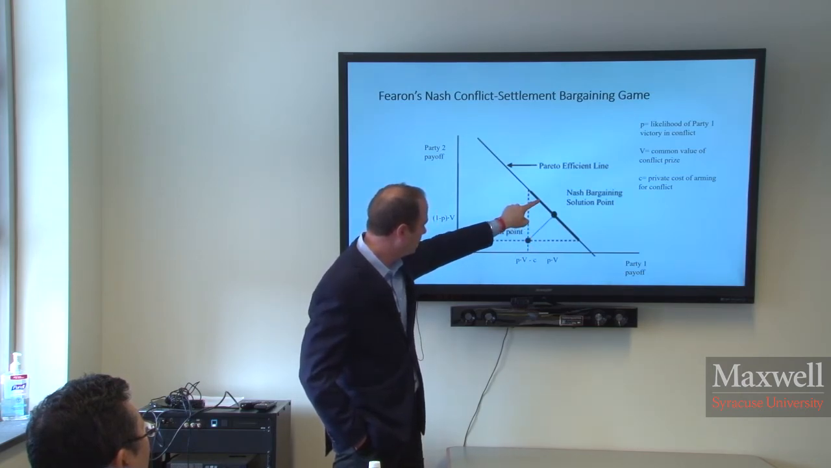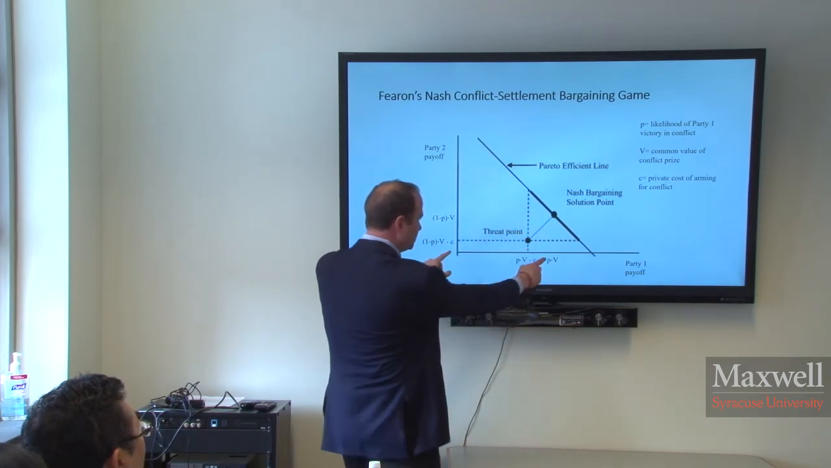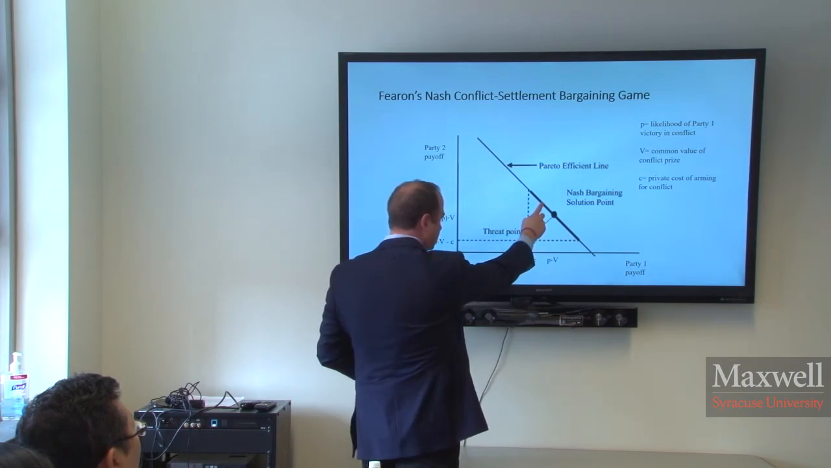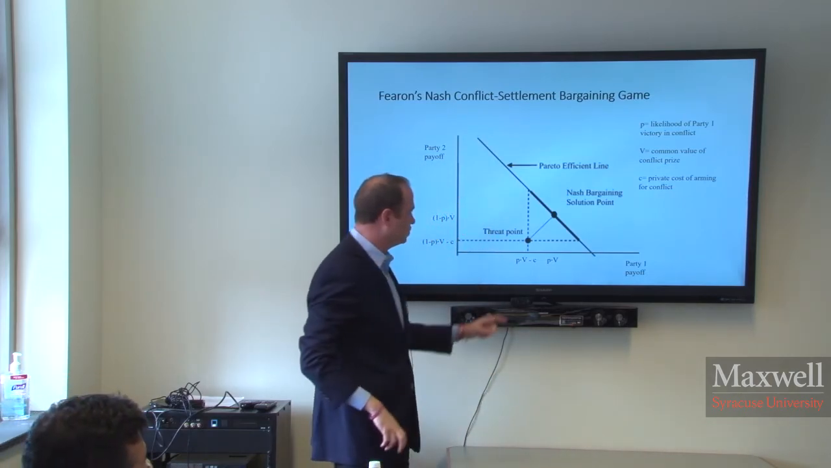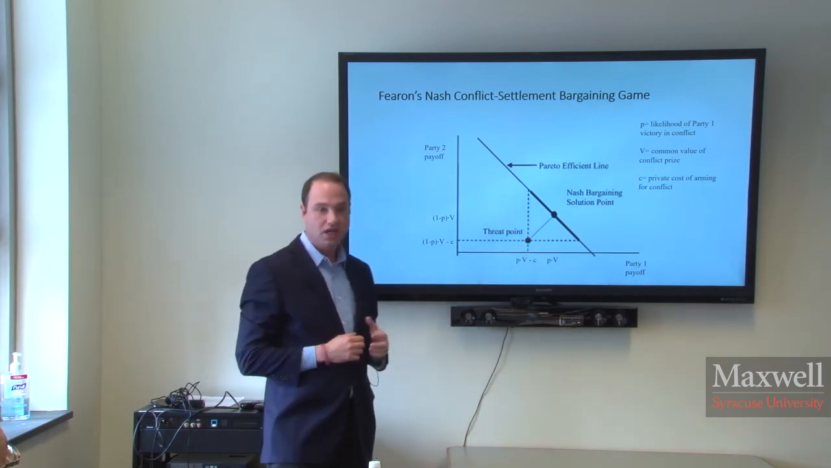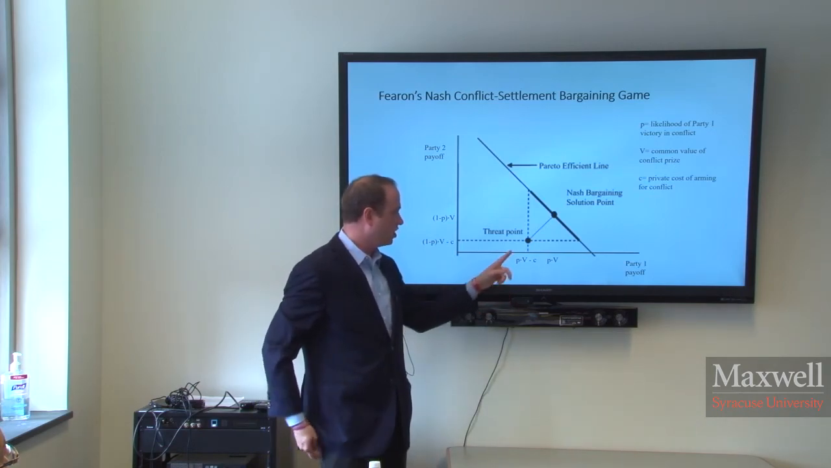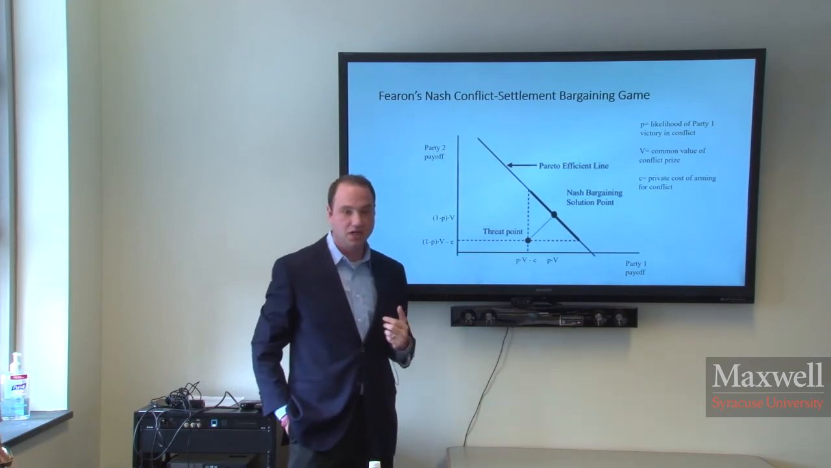If I sat here, then party 1 would be better off than from conflict. They would get this much as opposed to this much. But also if I was here, party 2 would be better off than from conflict because they would get this much rather than this much. So these are mutually beneficial settlements compared to conflict. His main point was that we would expect to see parties settle every time under his assumptions rather than engage in conflict.